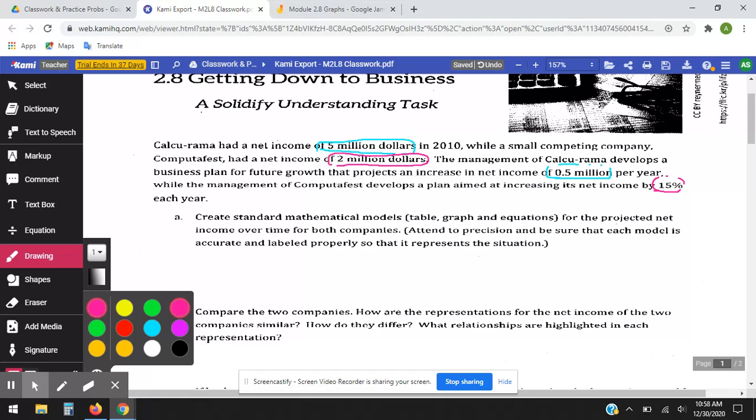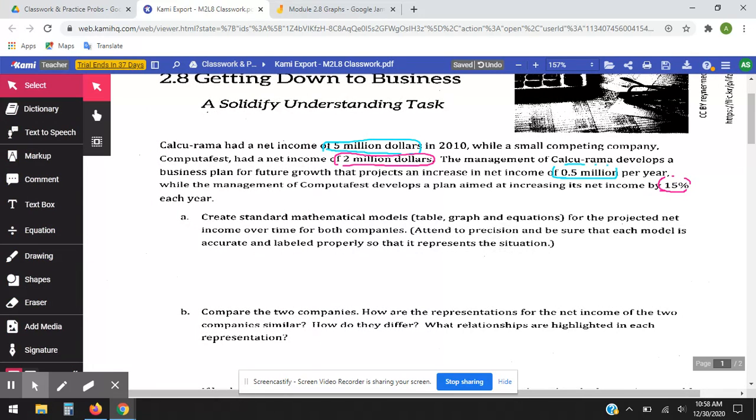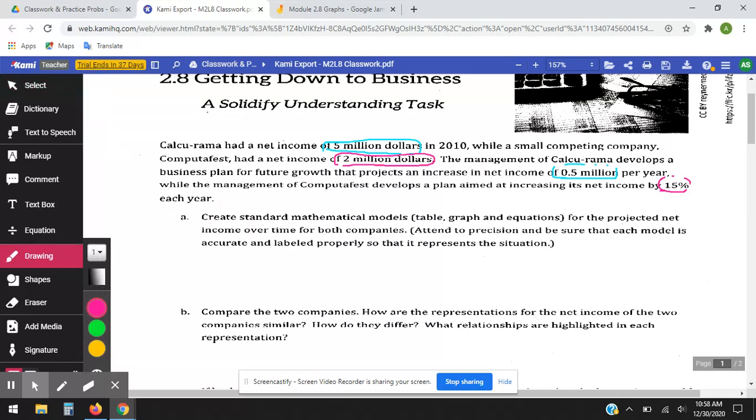They started with $2 million. So letter A, create standard mathematical models, so table, graph, equations, for the projected net income over time for both companies. Attend to precision. Make sure we're being accurate on these and labeled. So here we're getting down to pickiness of making sure we can do our graphs and tables correctly. So let's start with Calcurama, and you're in blue.